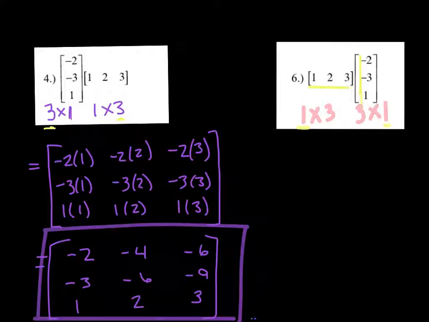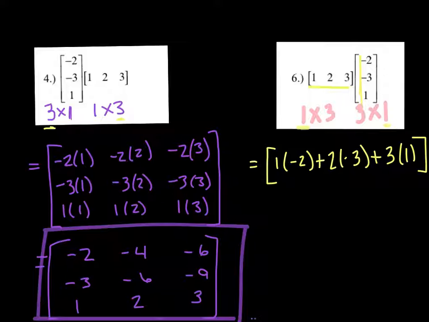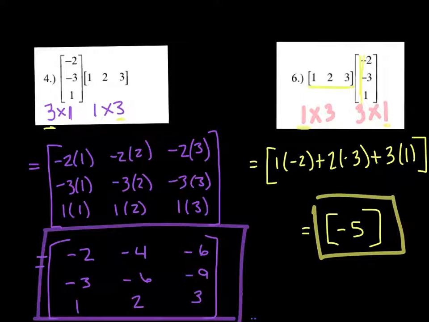So what's going to happen is we're going to do 1 times negative 2. Remember, we're finding the sum. Plus 2 times negative 3 plus 3 times 1. We've just multiplied the only row by the only column, so we're done. So what's the sum? Negative 2 plus negative 6 is negative 8, plus 3 is negative 5. So we do end up with a 1 by 1, and that's it.